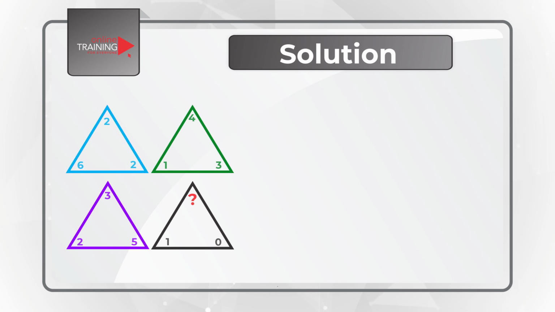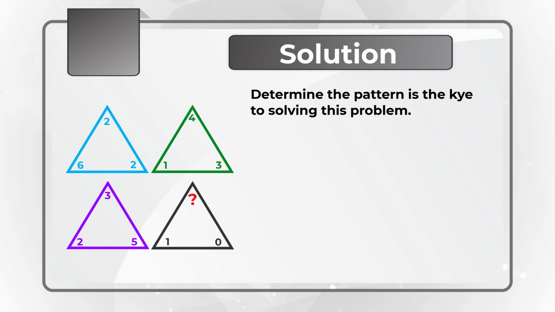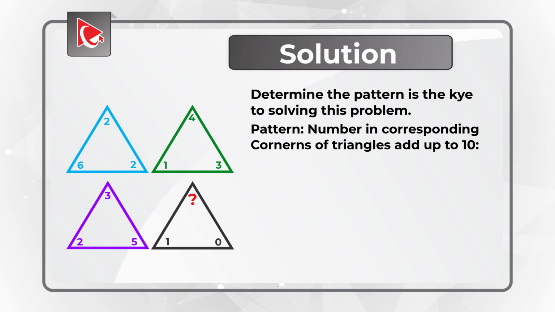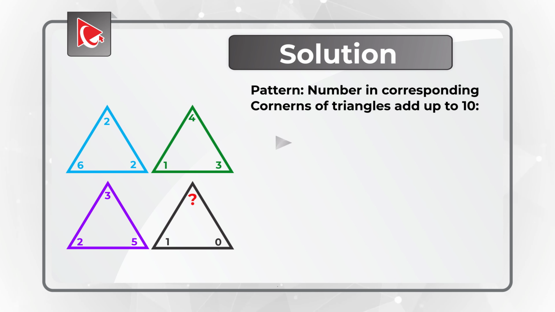As I mentioned, the trick about this problem is that the number can be calculated. And the key to calculate it is to determine the pattern. The pattern here is that the numbers in the corresponding corners of the triangles all add up to 10. Let's do the math and start with the bottom left corner.